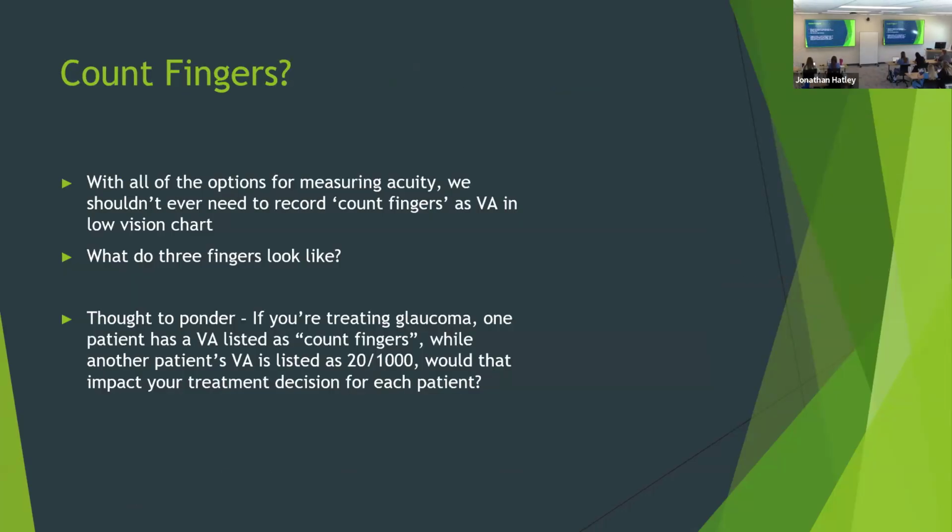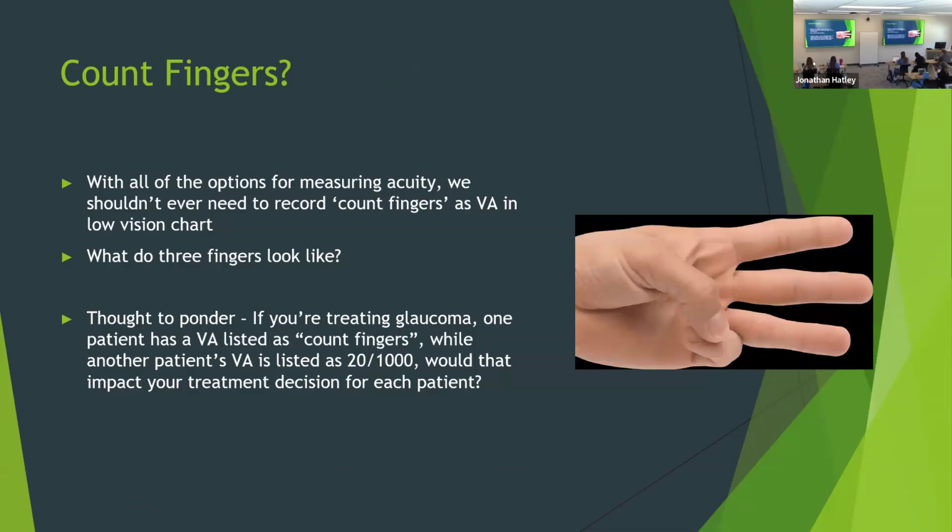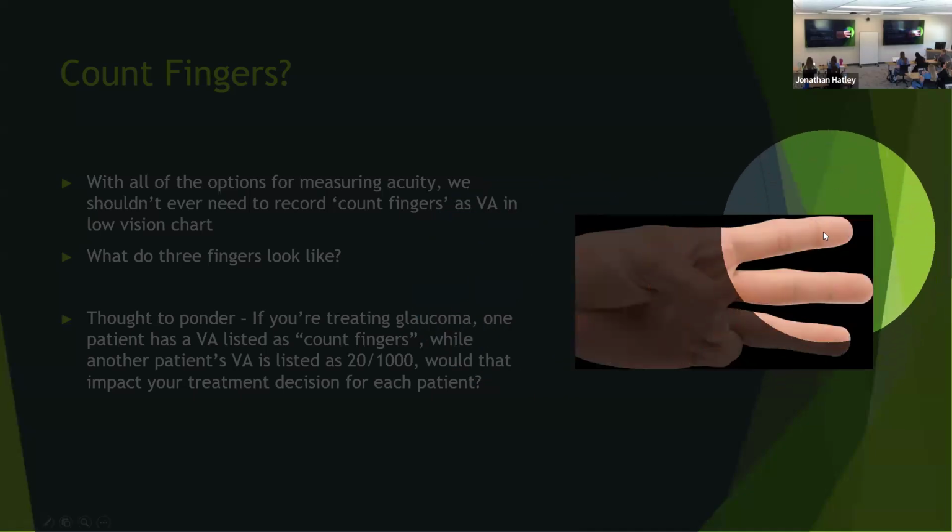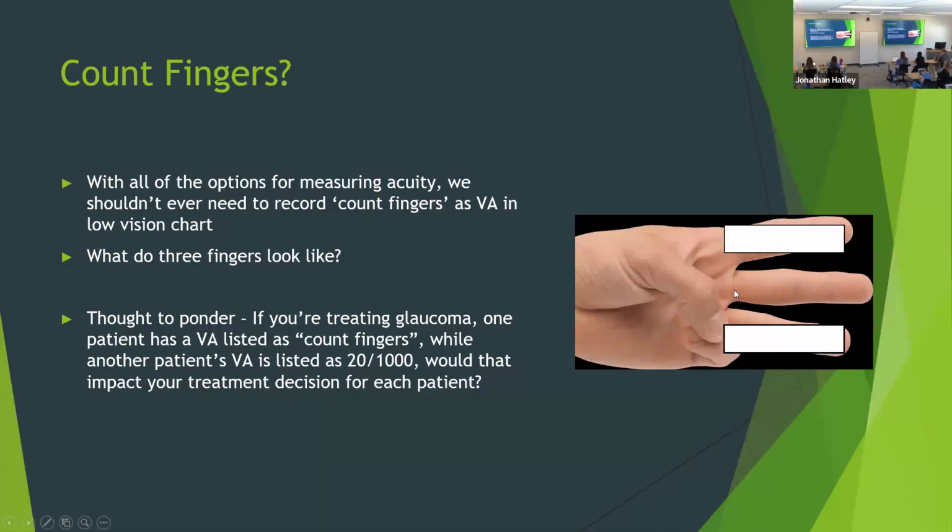One of the things that sometimes I see recorded in charts, even after students have taken this course, is fingers acuity, or count fingers as the visual acuity. And sometimes students are astute enough to say count fingers at 3 feet or 4 feet, which is better. But what does that look like to you? An E, yeah, exactly right.